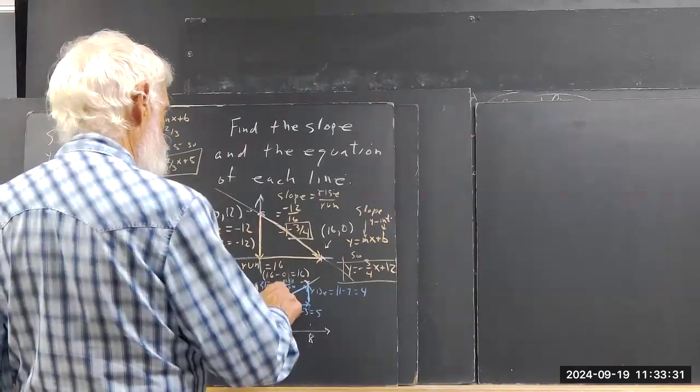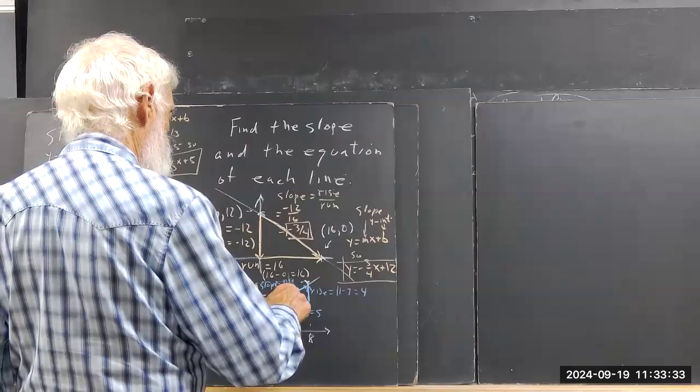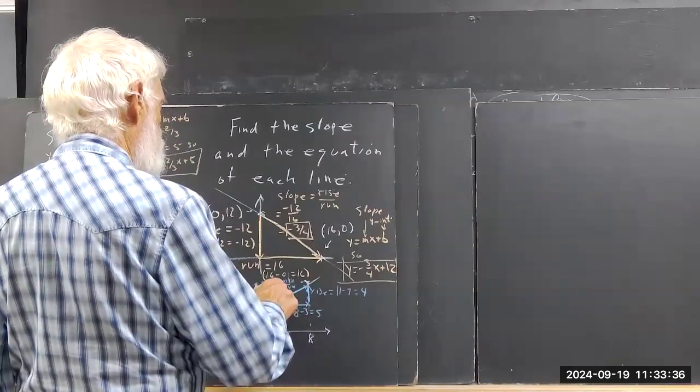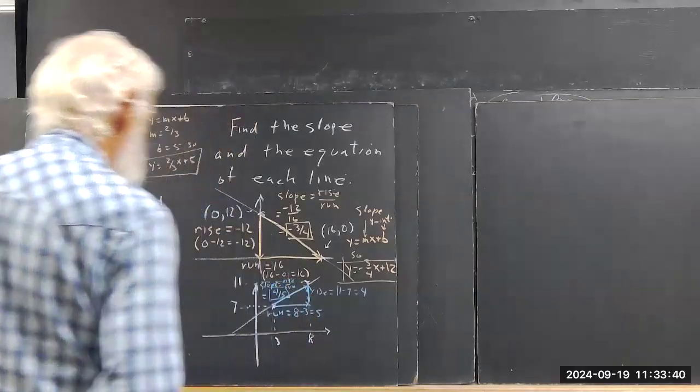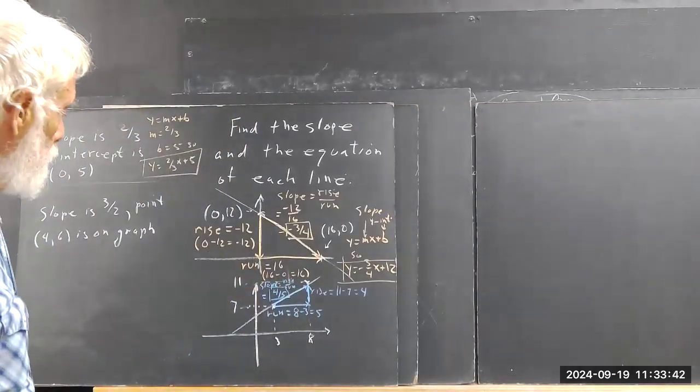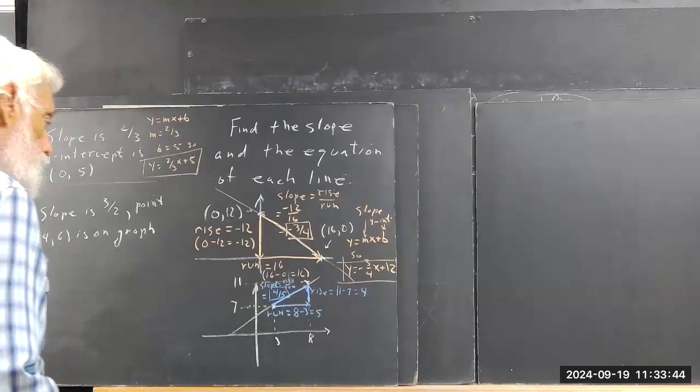And I get 4 over 5. Put the box around that. And there's the information I need to get my slope. Okay.